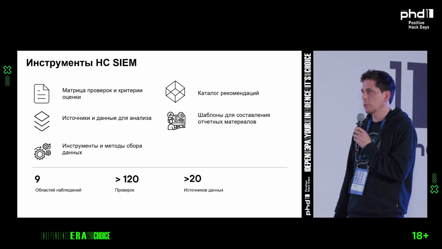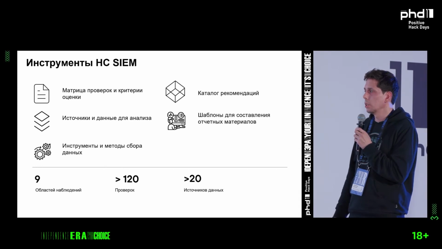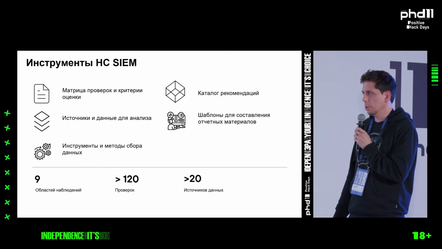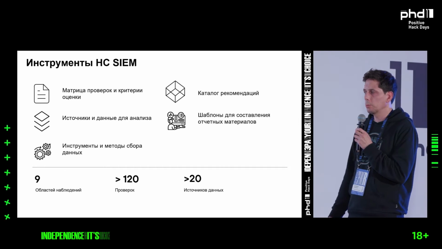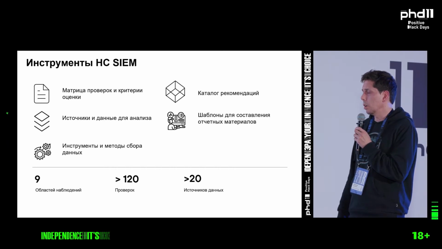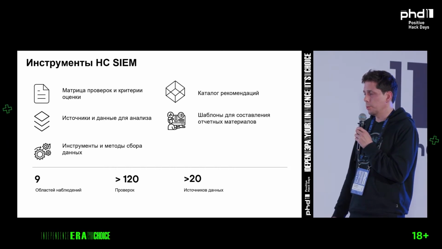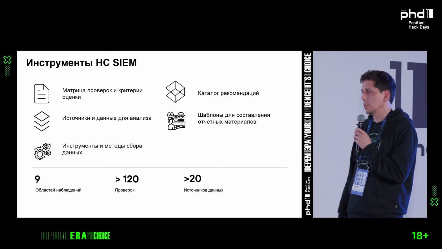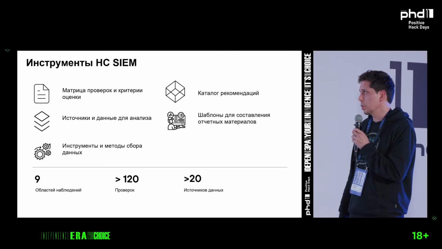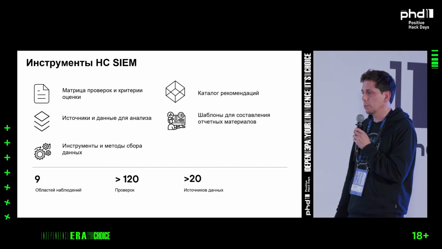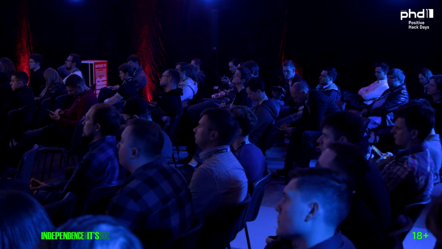So we have, as a final product, a check matrix and assessment criteria, identified sources for analysis, also a catalog of recommendations for at least the most common situations, also tools and methods for data collection, so that we know what we are using, what kind of data we are requesting for all these checks. And in order for these results to be easy to read and systemic, we have developed templates for reports for two types of users, like I said.